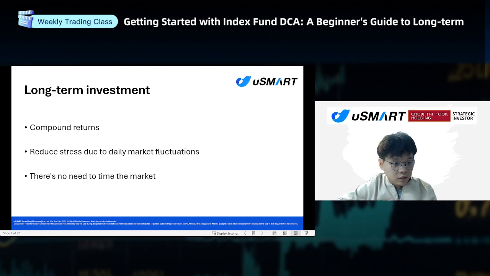Okay. And the third one is there's no need to time the market. Just like I said, you don't need to catch the bottom. You just need to ensure that you are involved in the market, so in the long run, you will get profit. It's just a matter of whether the money is big or small. But believe me, it doesn't make a huge difference when it comes to this.